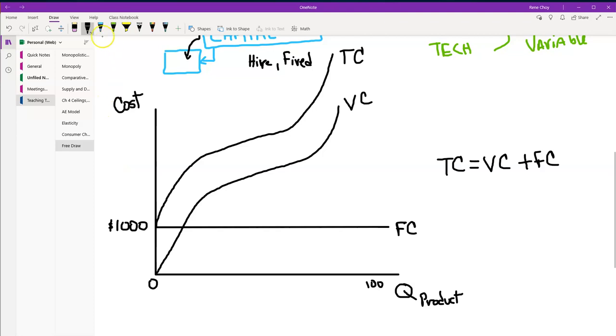But the difference at any point between those two lines is going to be 1,000. Okay, so the vertical difference here, which is 1,000 in this case, and the vertical difference here is going to be 1,000. The difference between total cost and variable cost is fixed cost. All right, but the shape of total cost basically follows the shape of variable cost.